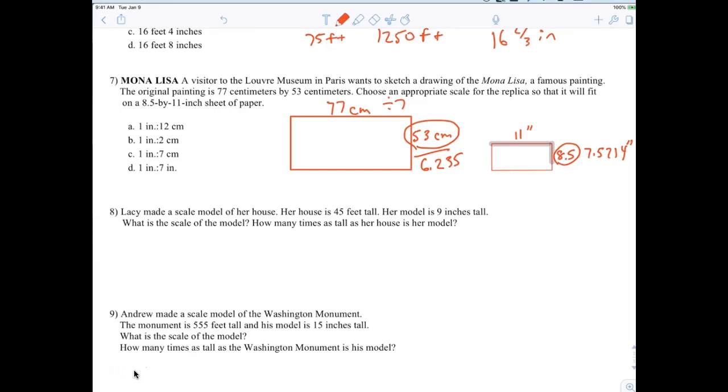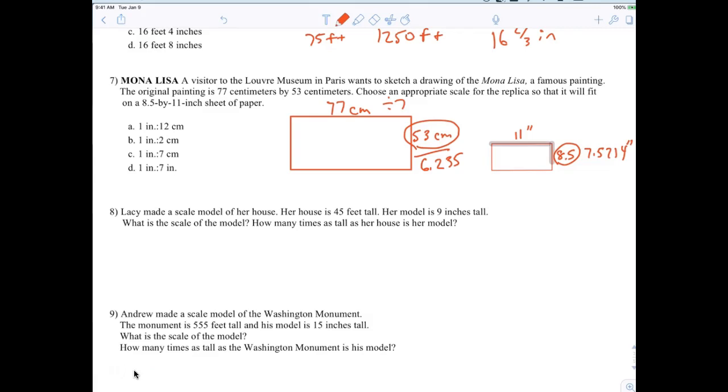Now the question is, well, why couldn't I do it to the short side? Right? If I do it to the short side, I would do 53 divided by 8.5, right? And that would tell me how many times I reduced this down to this. Do you agree? But if I reduce this by that amount, I would also have to reduce the other side by the same amount. And if I reduce that by the same amount, it will be larger than 11. So it won't work that way.